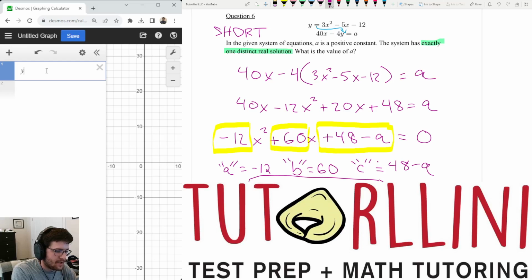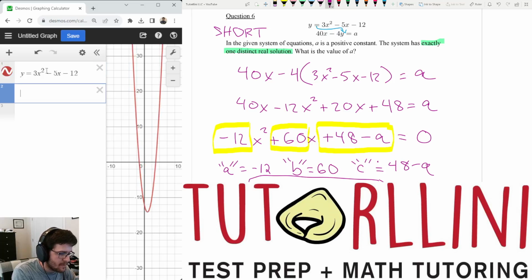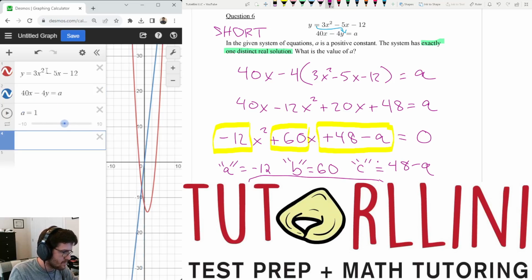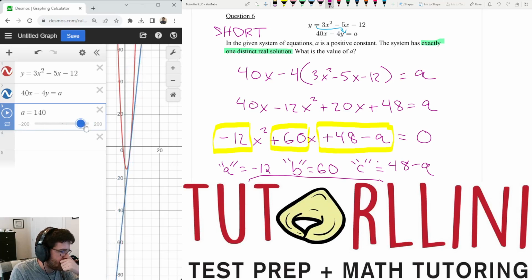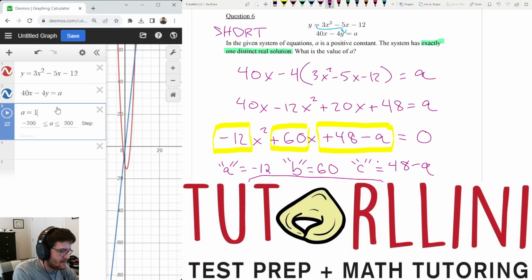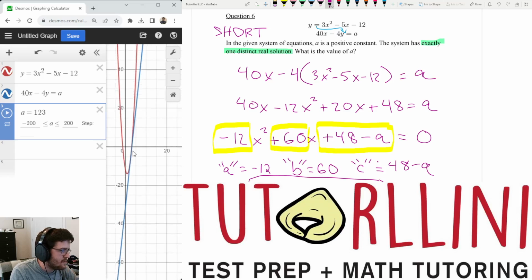And we're going to type in the original question. 3x squared minus 5x minus 12. And we're going to type in 40x minus 4y equals a. So now, you could kind of figure this out by moving around the slider. You kind of say, oh, somewhere around there, it's going to touch it once, but not very precise. You probably want to do it by hand. Anyway, so the answer we got was 123.